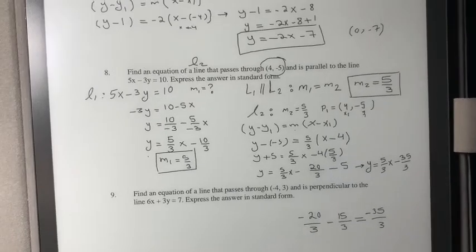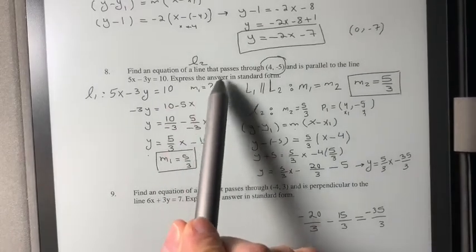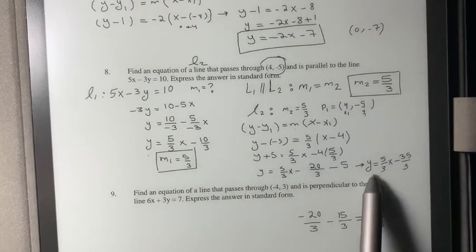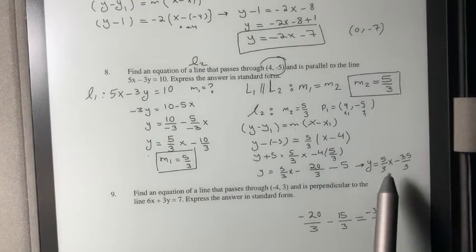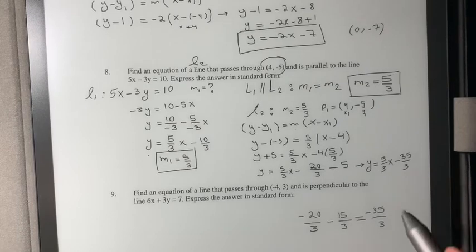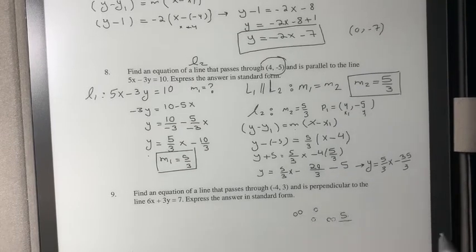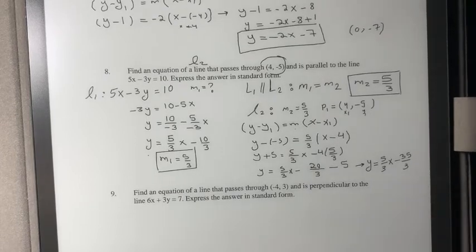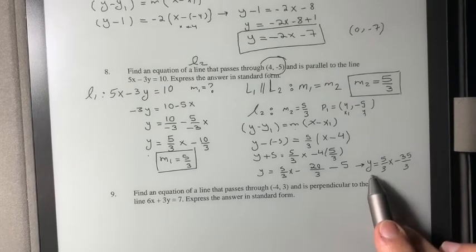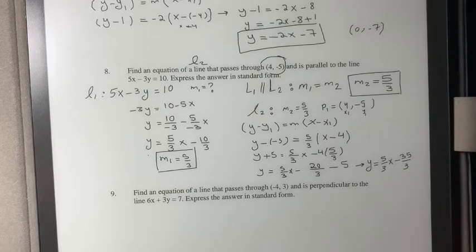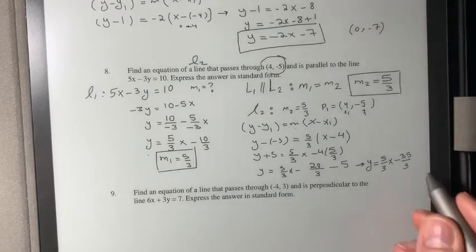Now if you look at the question, it says express the answer in standard form. That means if you found line 2, which is this one, now make it standard form. If you remember, for the standard form, I said x and y with all their coefficients go to one side and the constant stays on the other side. So I'm going to multiply all the terms here by 3, because I want to get rid of the denominator.